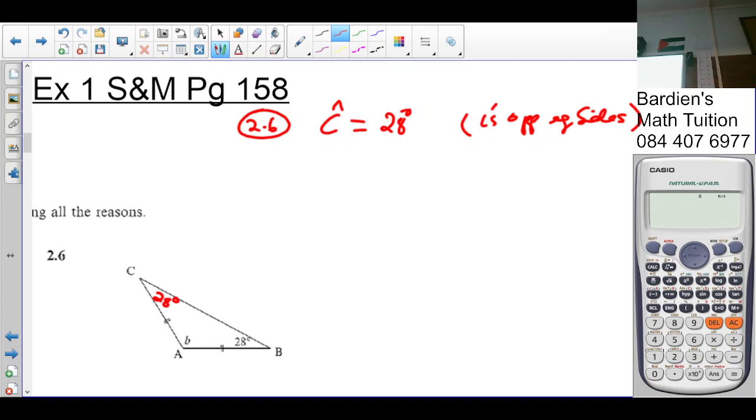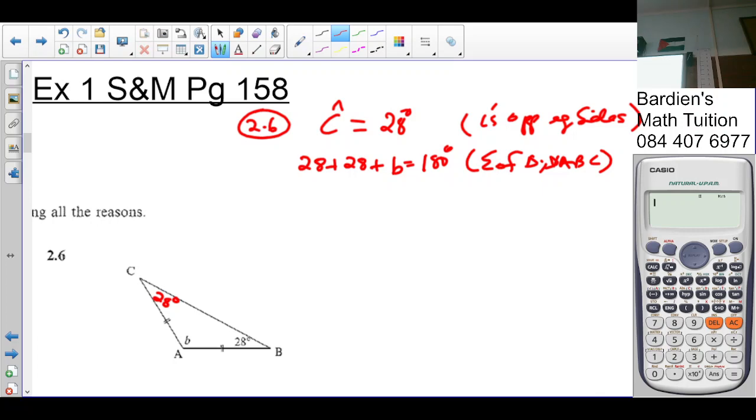Did we have to say that? Yes, why? Because that's not on the diagram. If it's not on the diagram, it must be said. What do we then say from here? Say 28 degrees plus 28 degrees plus B is equal to 180. Why? Sum of angles in a triangle. And this triangle, ABC or CAB.